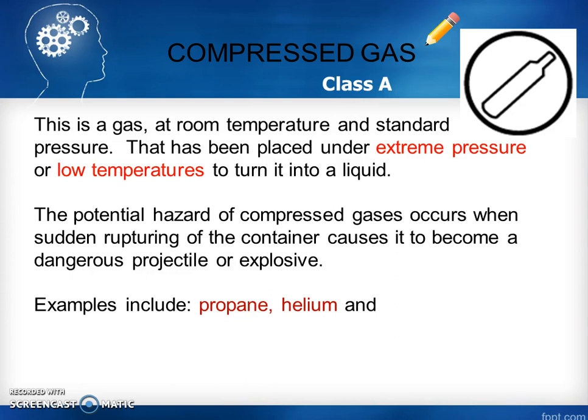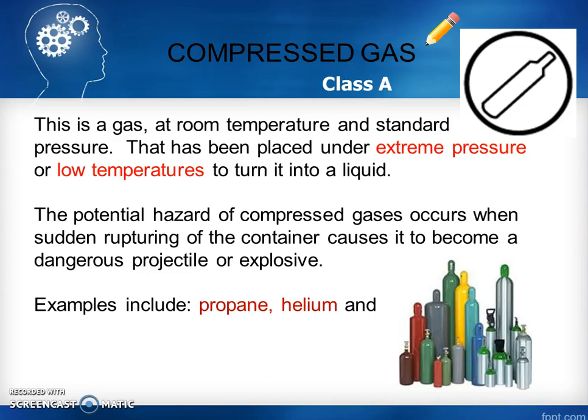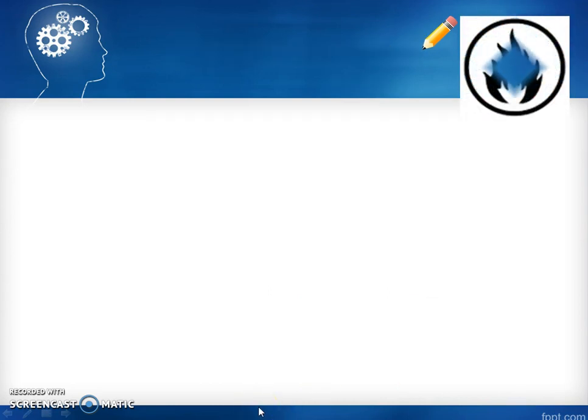So some examples are propane, helium, and oxygen tanks. So these tanks over here, according to WHMIS, would need to have a symbol like this indicating compressed gas. Okay, let's take a look at the next one.